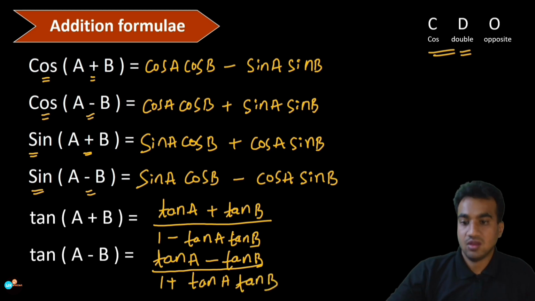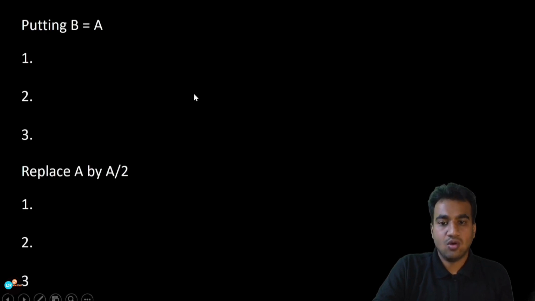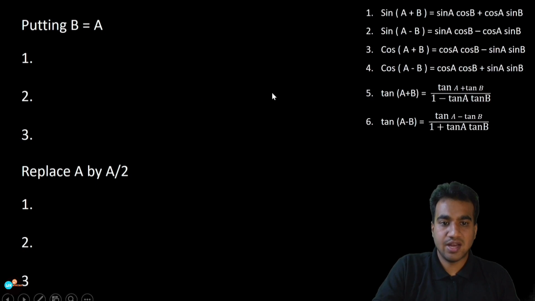Okay, let us move on to the next slide. Okay, now we have studied all these identities. Sin a plus b, sin a minus b, cos a plus b, cos a minus b, tan a plus b, tan a minus b, ಇವೆಲ್ಲ ಫಾರ್ಮುಲಾನು ಲಾಸ್ಟ್ ಸ್ಲೈಡಲ್ಲಿ ನೋಡಿದ್ದೀವಿ.